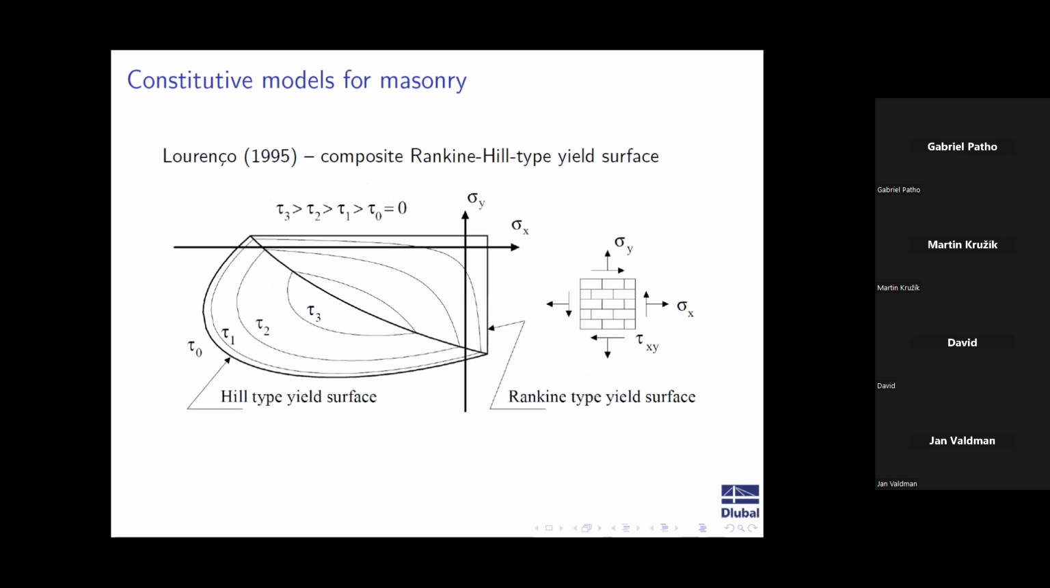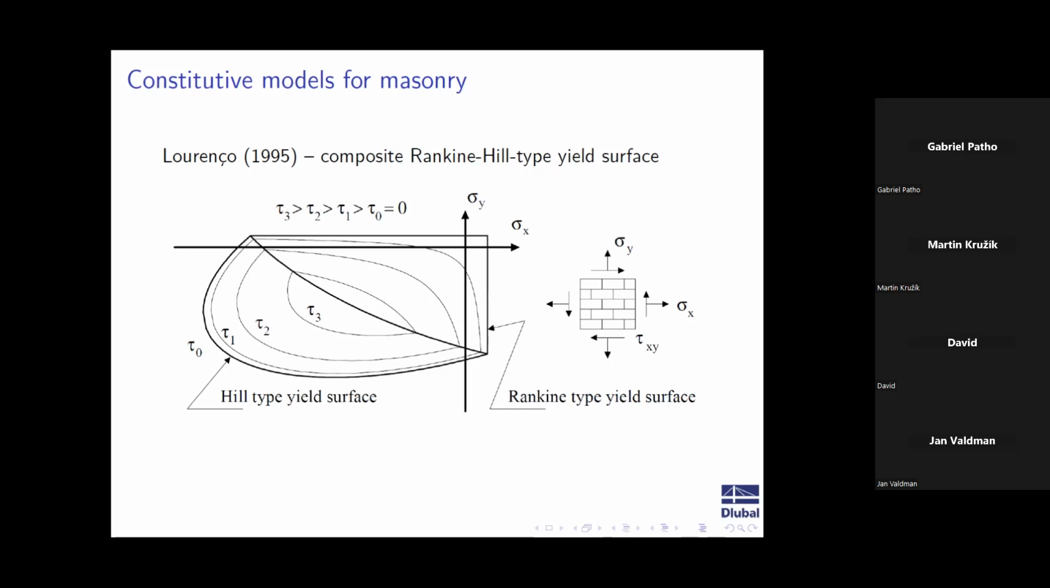So actually, what we ended up with is Paulo Lourenço's model from 1995, which is a composite Rankine-Hill type yield surface. The nice thing about it is that it has only two surfaces, or actually the Rankine can be divided into two orthogonal surfaces, so two or three, depending on how you look at it.